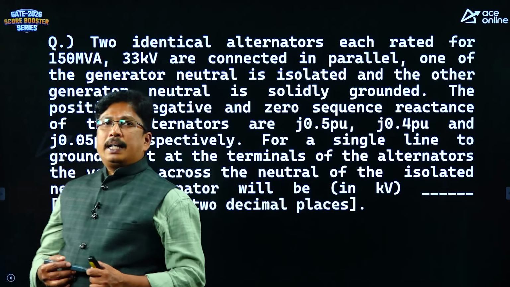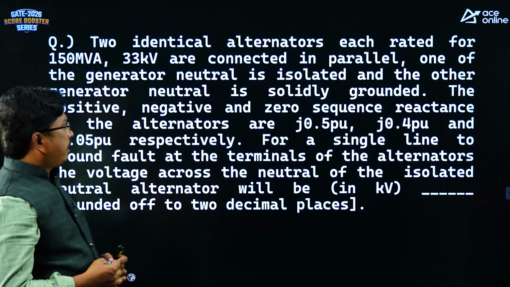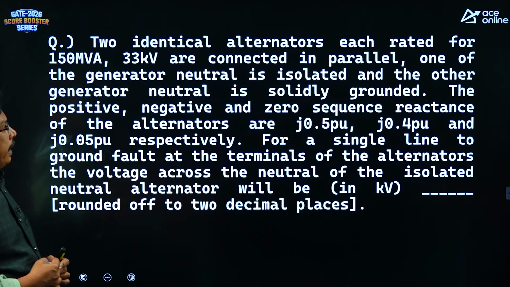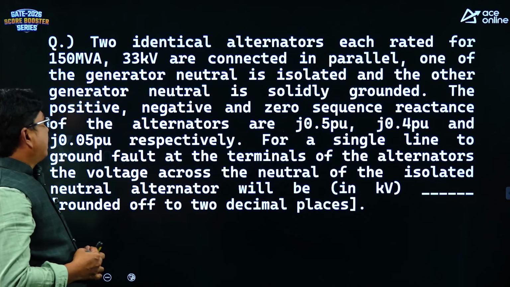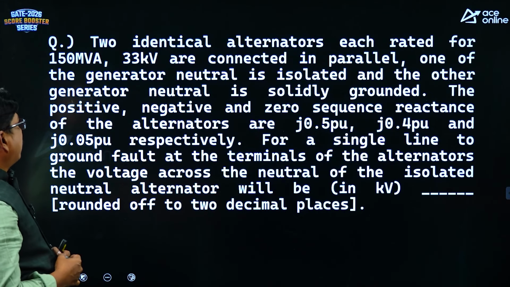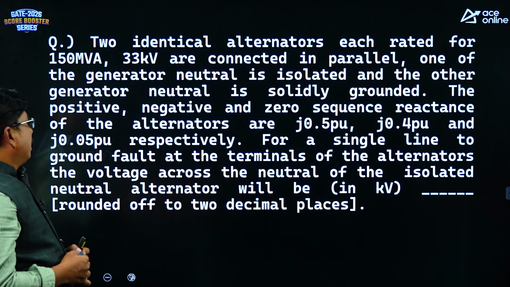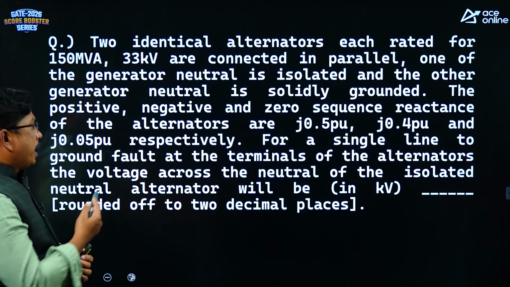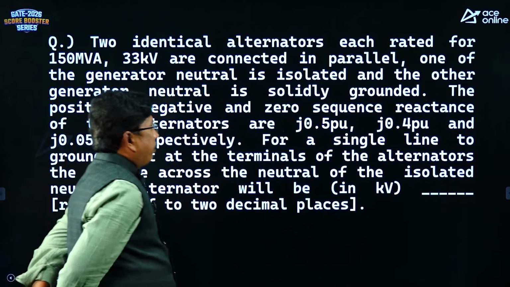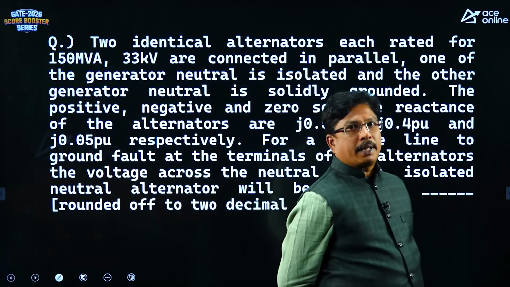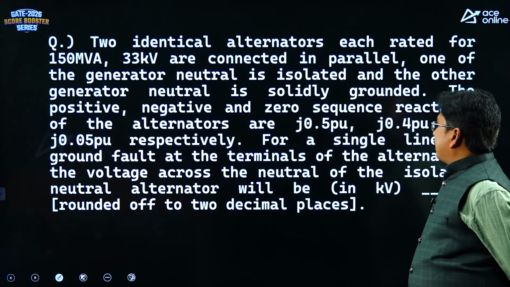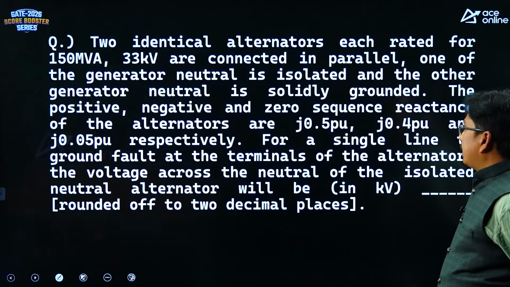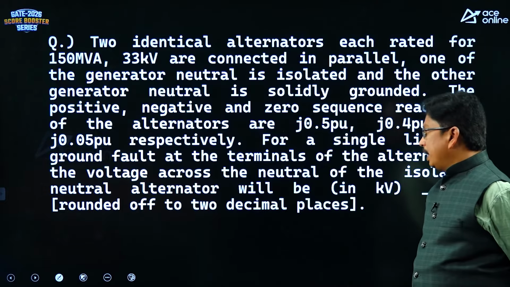Two identical alternators, each rated for 150 MVA, 33 kilovolts are connected in parallel. One of the generator neutrals is isolated and the other generator neutral is solidly grounded. The positive, negative and zero sequence reactances of the alternator are J 0.5 per unit, J 0.4 per unit and J 0.05 per unit respectively. For a single line to ground fault at the terminals of the alternator, the voltage across the isolated neutral will be, right.